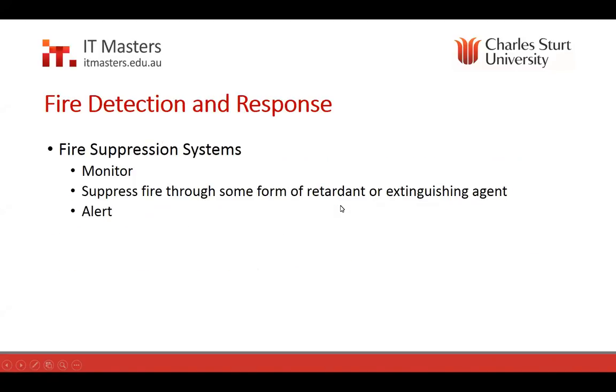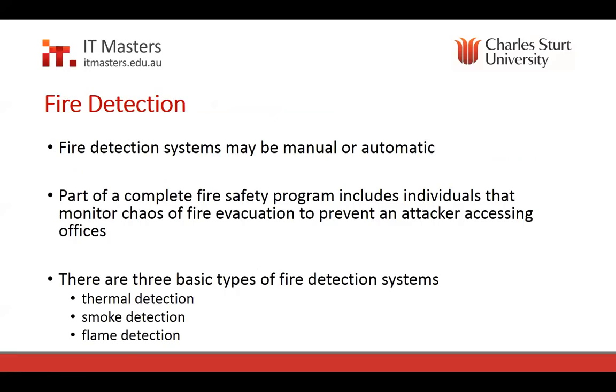So there are fire suppression systems, which allow us to monitor and alert, but they also suppress fire through some form of retardant or extinguishing agent. Now, there's lots of them. Some of them are still in use now, which I think I mentioned on the next slide, which probably aren't legal anymore in terms of not fitting legislation, but there are still some of them around. And there are lots of different fire suppression companies and systems that can be implemented or consulted in order to get appropriate fire detection and suppression for your particular data center or application.